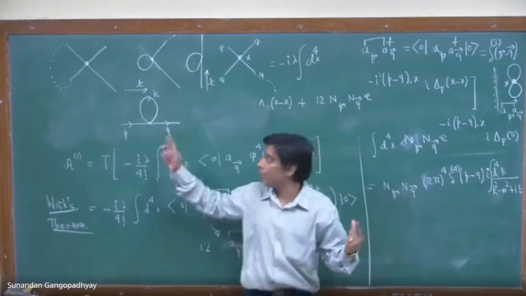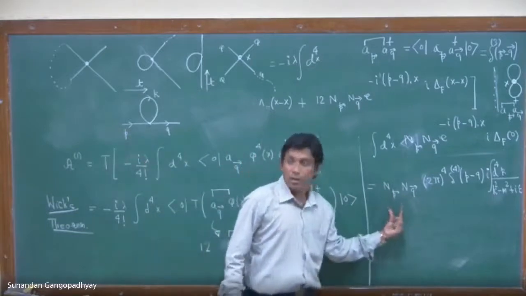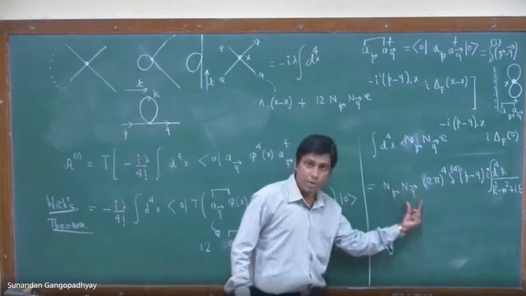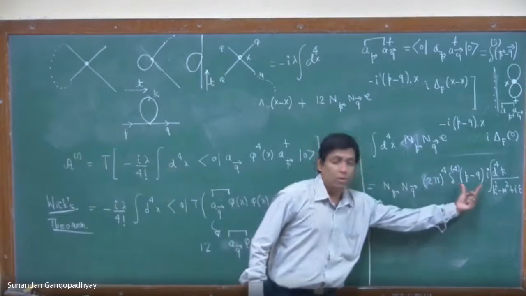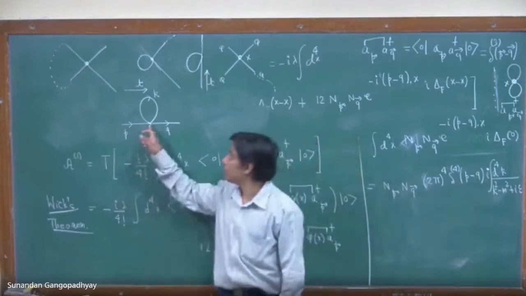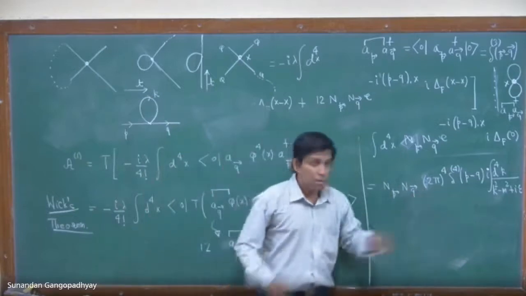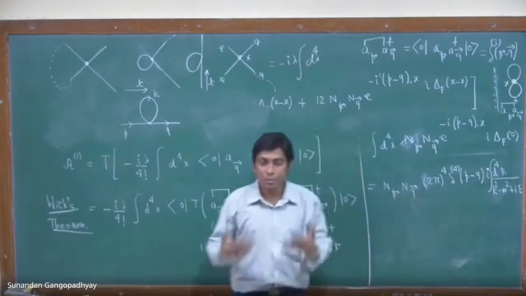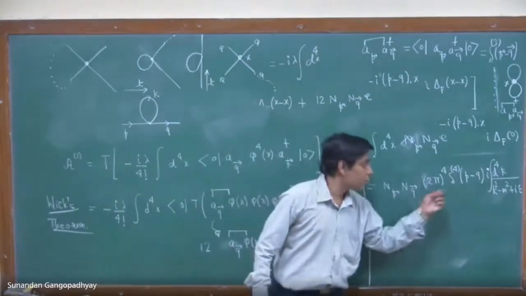So there are two external legs. One leg has momentum P, so you attach a factor of NP. The outgoing leg has momentum Q, so you attach a factor of NQ, and multiply them. This (2π)^4 δ^4 Dirac delta function comes because of momentum conservation. Since there must be momentum conservation at each vertex, you must have this Dirac delta function factor.